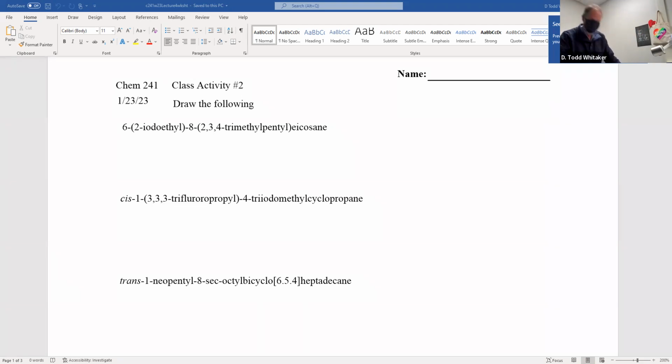This one's cyclopropane. That's not a big one, is it? Cyclo means what again? Ring, and this one's only 3 carbons, right? Pro.